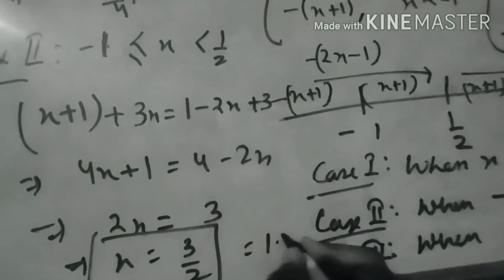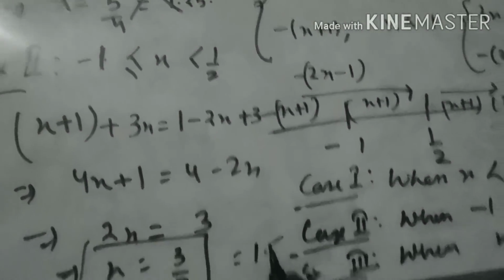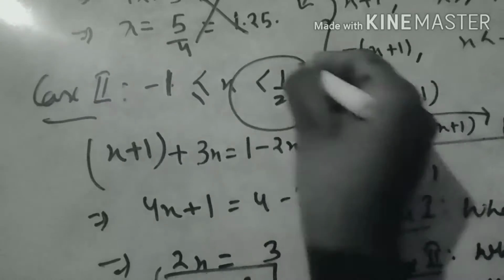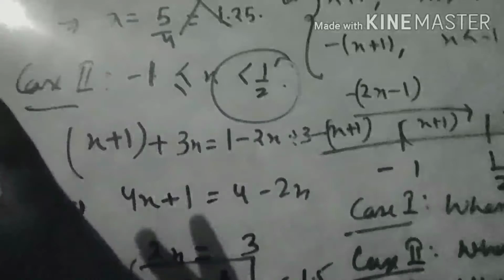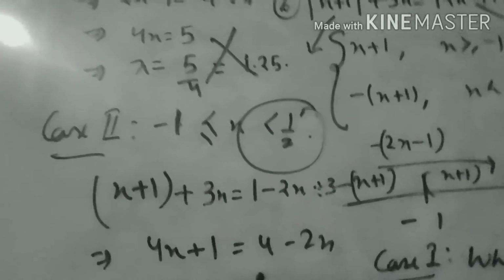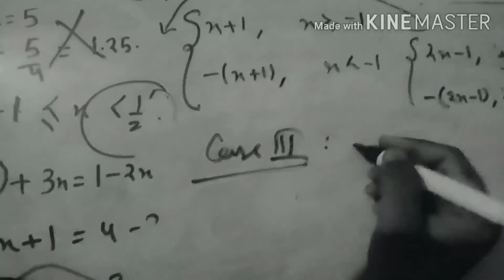3 by 2 means 1.5, which means it must be equal to 1 by 1.5, but the condition says it must be less than 1.5, so it is not possible. Okay, then we'll be seeing case 3.